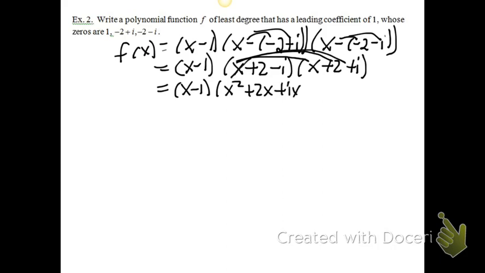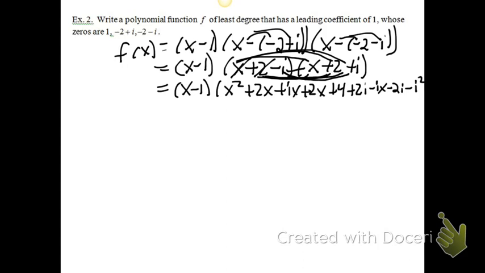If we do that, x times x, x squared, x times 2 plus 2x, x times i plus ix. Moving on to the 2. 2 times x plus 2x, 2 times 2 plus 4, 2 times i plus 2i. And then I move on to the negative i. Negative i times x, negative ix. And then I'm going to have a negative i times a positive 2. That's going to be minus 2i. And then I'm going to have a negative i times a positive i. That's going to be minus i squared.